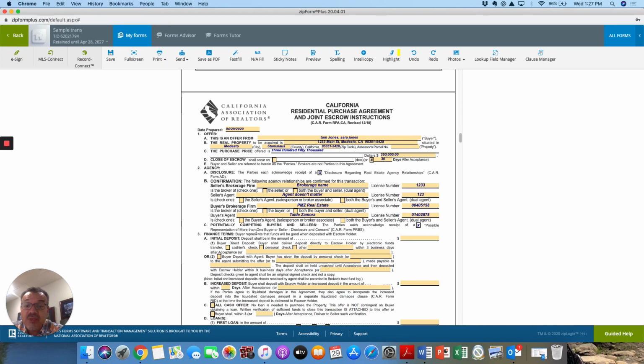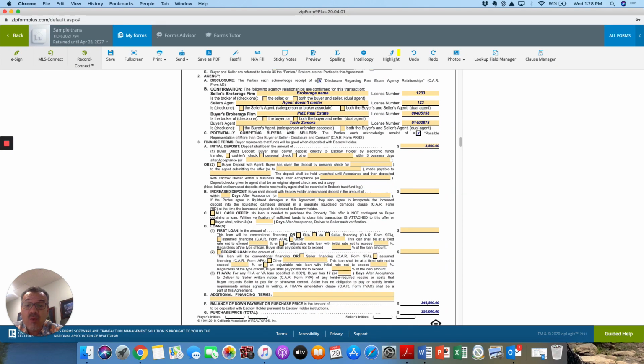Next thing is the initial deposit. Make sure you read this here so you understand what the initial deposit is. Typically, what I like to see is 1% of the purchase price. So in this case, I would ask my buyers for $3,500 earnest money deposit. Make sure you read this. They don't have to give that to you. That is delivered upon acceptance.